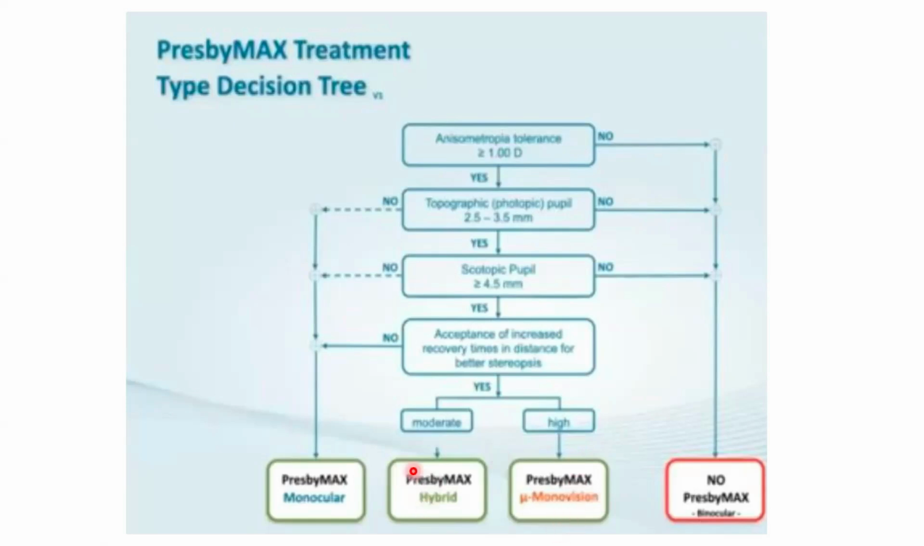If the patient is accepting only a little amount of distance blur in the dominant eye, we will go for hybrid. And if the patient is not at all accepting any blur for distance in the dominant eye, we have only one option, which is to go for Presbymax monocular treatment, in which the distance eye is purely for distance and the near eye is giving you near and intermediate vision.